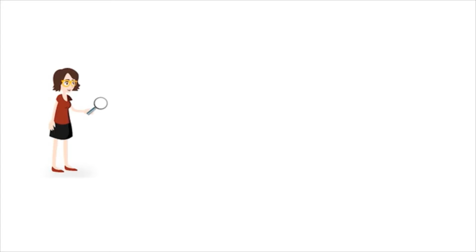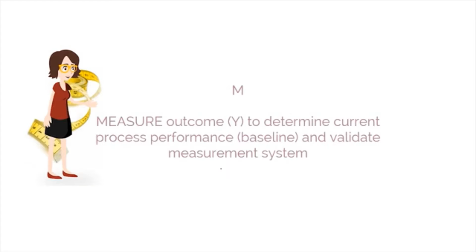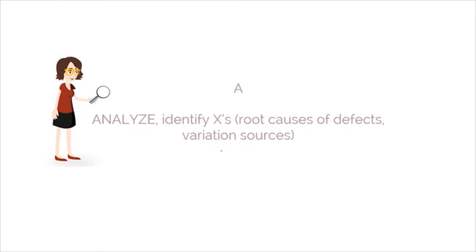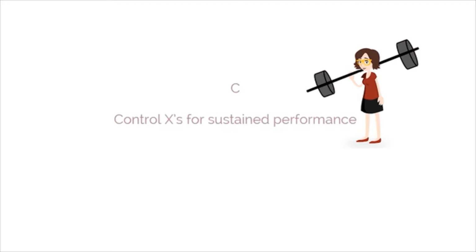Let us see what exactly DMAIC stands for. D stands for define the problem. M is to measure the outcome, to determine the current process performance baseline and validate the measurement system. A is for analyze, identify X's, root causes of the defects, variation sources. I stands for improve the process by eliminating defects. C means to control X's for sustained performance.